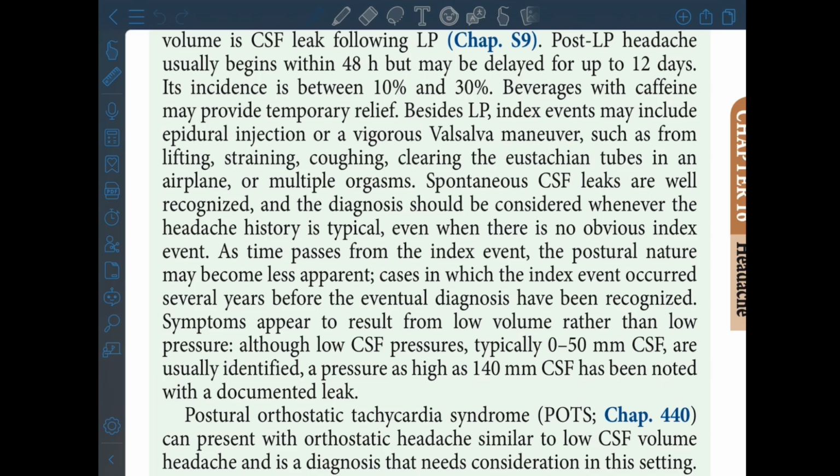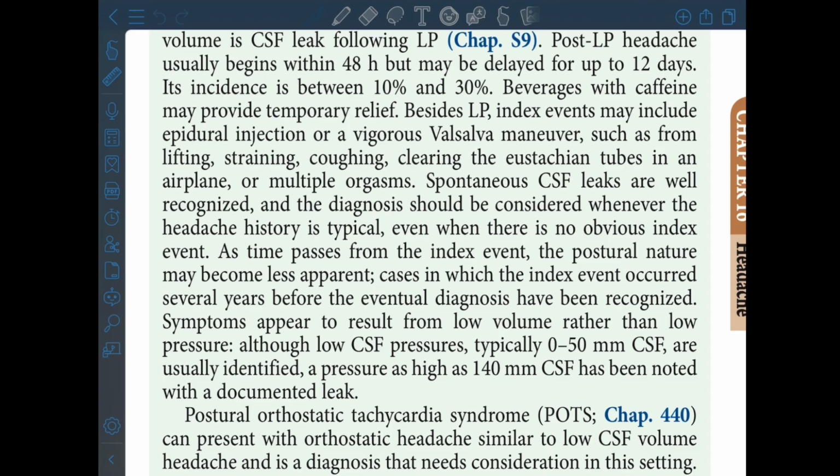Besides LP, the index events may include epidural injection or a vigorous Valsalva maneuver such as from lifting, straining, coughing, clearing the eustachian tubes in an airplane, or multiple orgasms. Spontaneous CSF leaks are well recognized, and the diagnosis should be considered whenever the headache history is typical, even when there is no obvious index event.